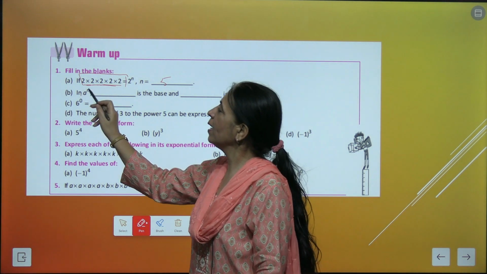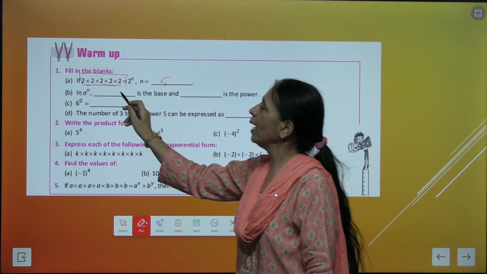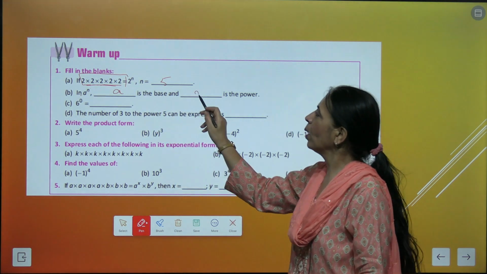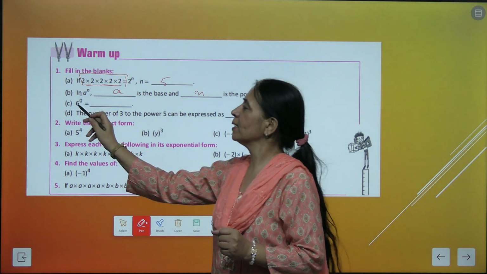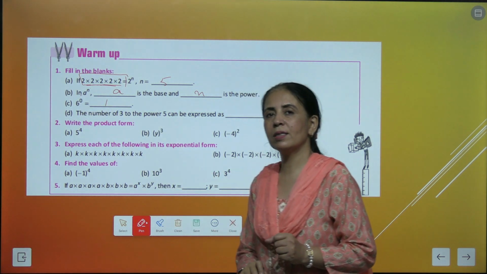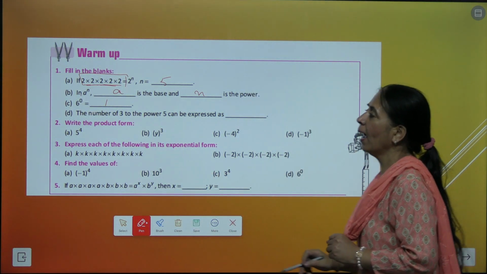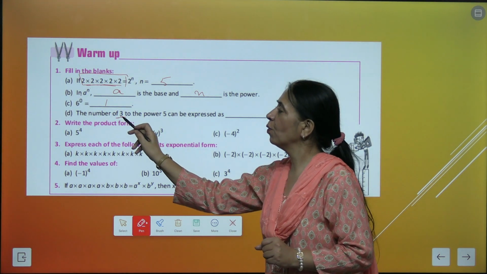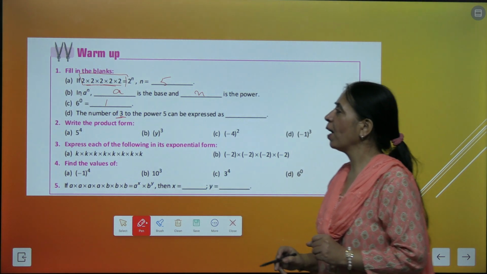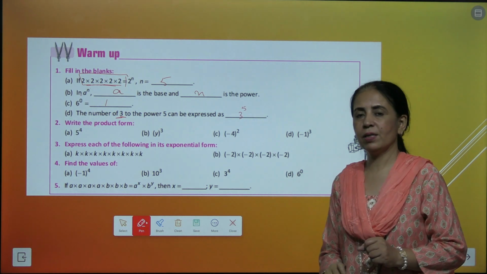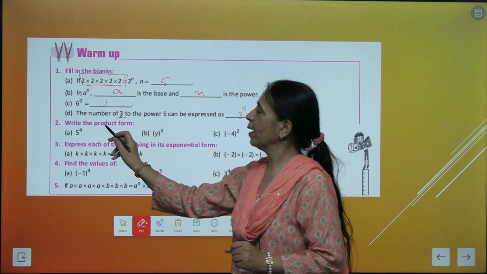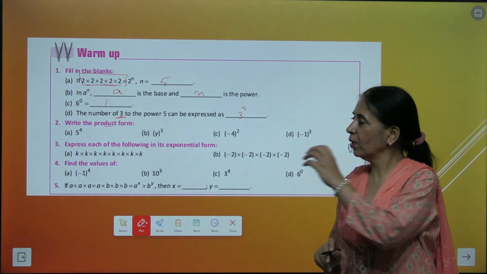And when you write a raised to the power n, तो a हमारा बेस होता है और n को हम पावर बोलते हैं. कोई भी नंबर जिसकी पावर 0 हो, जैसे यहाँ 6 की पावर 0 है, उसका आंसर हमेशा 1 आता है. And the number of 3 to the power 5, we write 3 raised to the power 5 like this. Okay, and we have to find the product form of the given numbers.